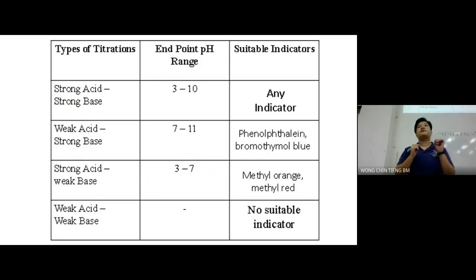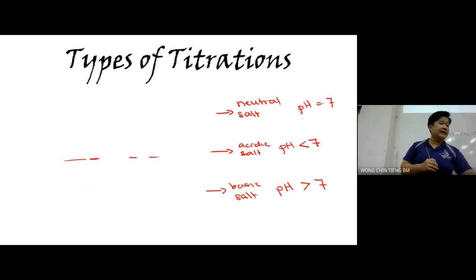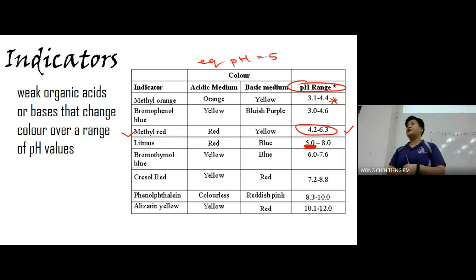Indicator. Okay, indicator. Kamu kena tengok sikit indicator. Kamu kena tahu, sekarang kamu dah tahu endpoint range, betul? Saya dah ajar endpoint range, betul? So, bila saya dah ajar endpoint range, indikator yang saya bagi, dia ada pH range, betul? So, kalau dia adalah strong acid, strong base tadi, indikator dia endpoint range adalah 3 hingga 11, betul? Sebab tu kalau dia adalah strong acid, strong base, dalam nota saya cakap any indicator. Sebab 3 hingga 11 sayang, semua 3 hingga 11 duduk tu.